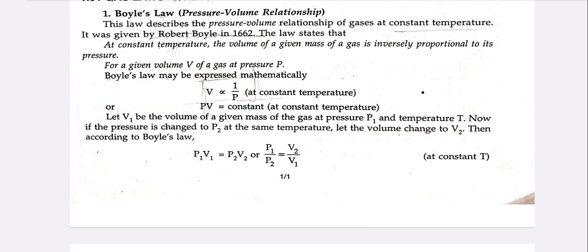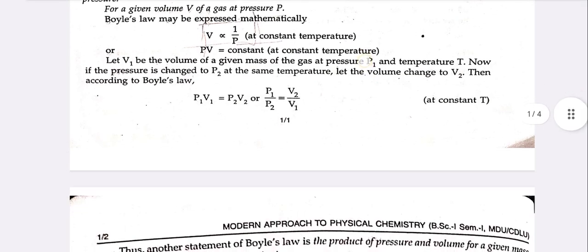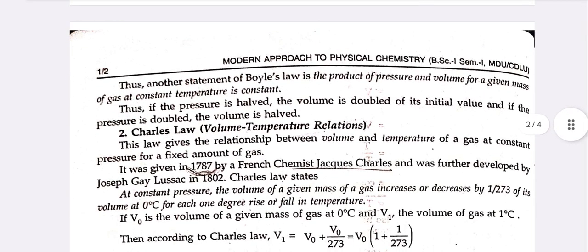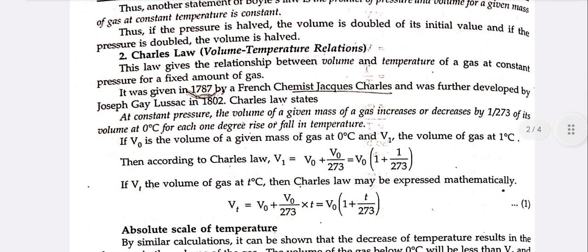Then according to Boyle's law, P1 V1 is equal to P2 V2, or P1 by P2 is equal to V2 by V1. Thus, another statement of Boyle's law is the product of pressure and volume for a given mass of gas at constant temperature is constant. Thus, if the pressure is halved, the volume is doubled of its initial value, and if the pressure is doubled, the volume is halved.